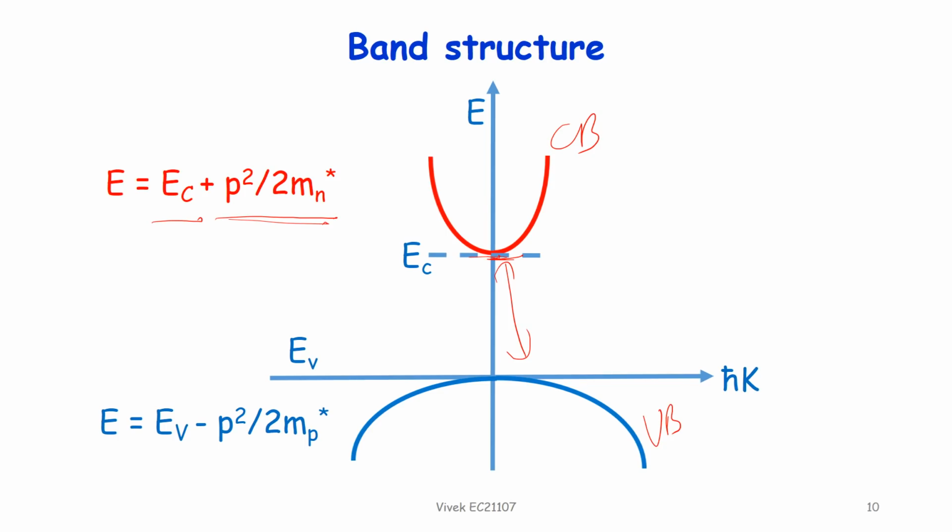So this is basically a kind of fixed potential energy, and then this is the kinetic energy. Similarly for holes, this is a kind of fixed potential energy, and then p square by 2m is the kinetic energy. So because they are bound, their energy actually decreases with the wave vector.